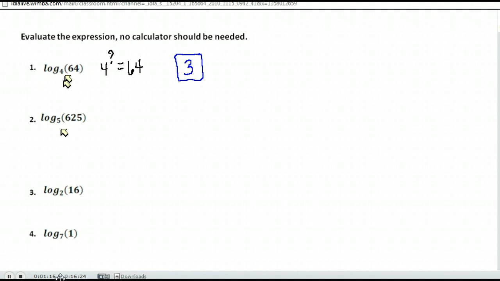This next one, log base 5 of 625. So again, what we're asking is, 5 to what power equals 625? Again, you might do that by trial and error, or you may know the powers of 5 really well. But you will find that 5 to the fourth power is 625. So the answer to this question is 4, because again, 5 to the fourth power is 625. This is the expression written in logarithmic form, and this is the expression if we wrote it in exponential form.